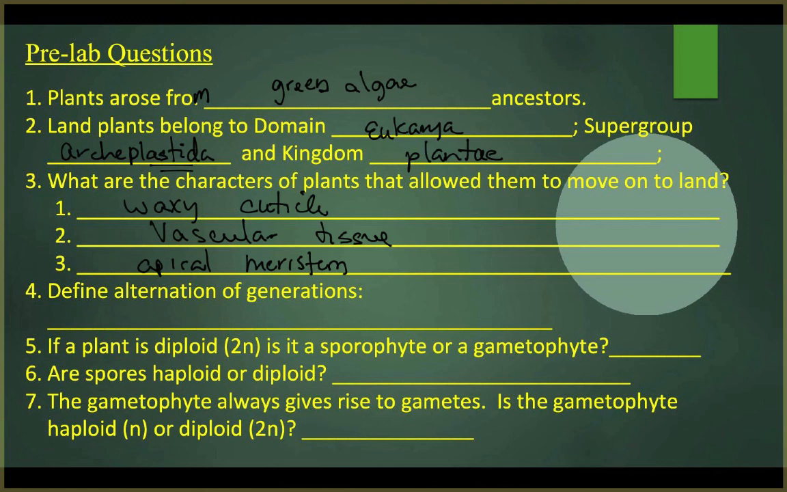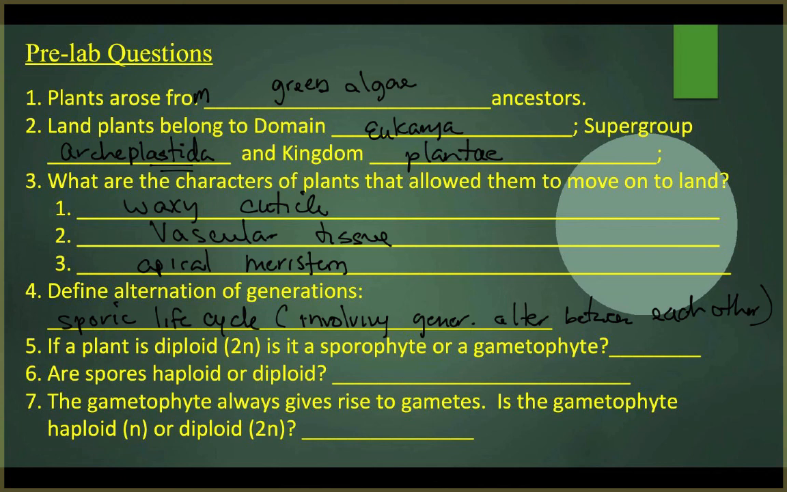So define alternation of generation. And basically this is just another word for sporic life cycle. And so this is just involving generations that alternate between each other. And so in this, we have the gametophytes and the sporophytes. It's just going back and forth.